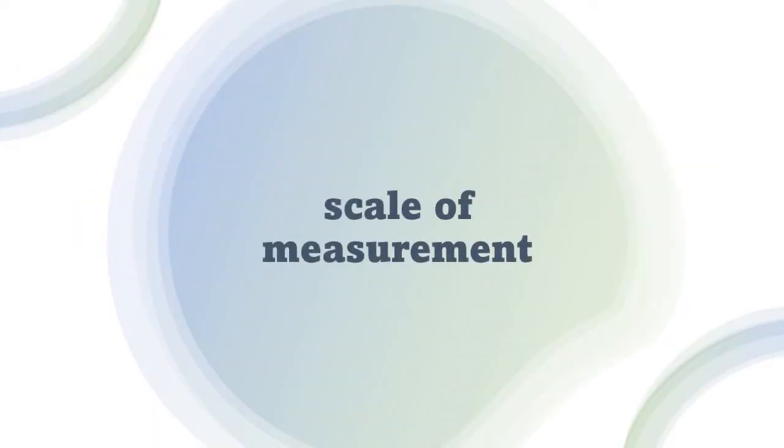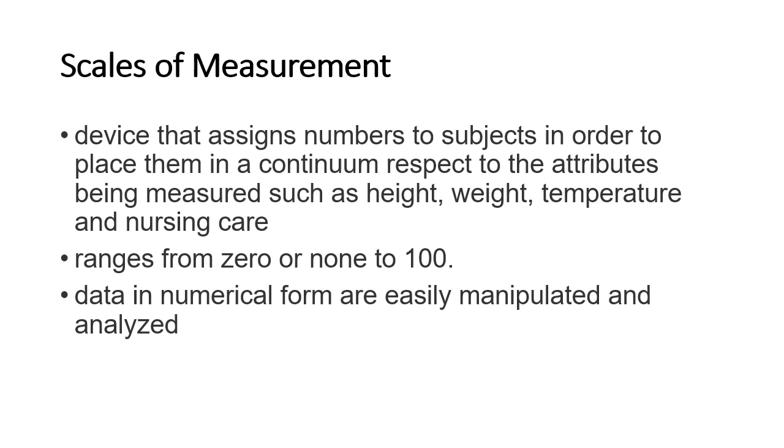Now, these are devices that would assign numbers to subjects in order to place them in a continuum with respect to the attributes being measured. So this is another scale of measurement. We're referring here to your weighing scale, we're referring here to your thermometer. Height, we measure it using a ruler and meter stick. Weight, using your weighing scale. Temperature, using your thermometer. Nursing care, using some questionnaires. And it ranges from 0 or none to 100.